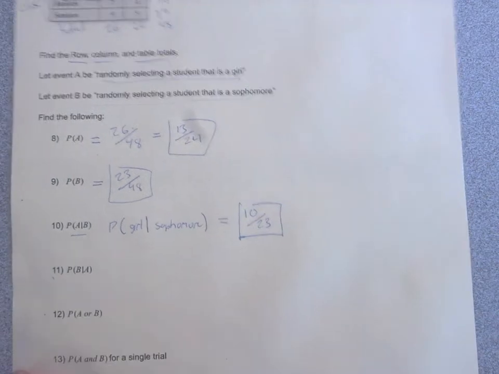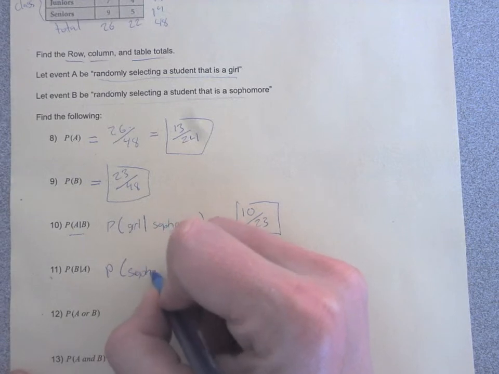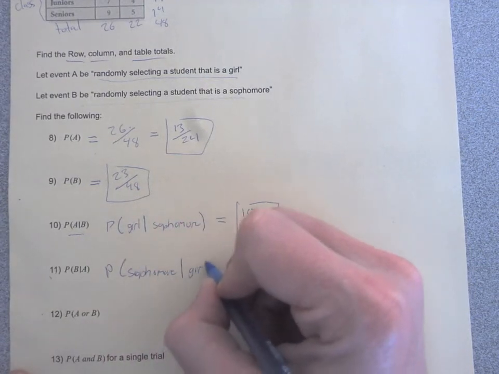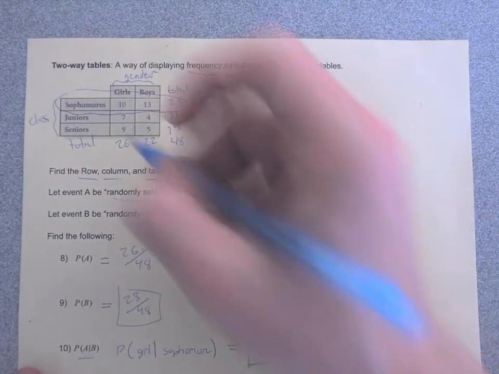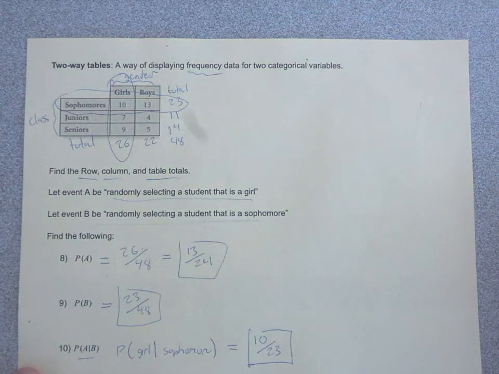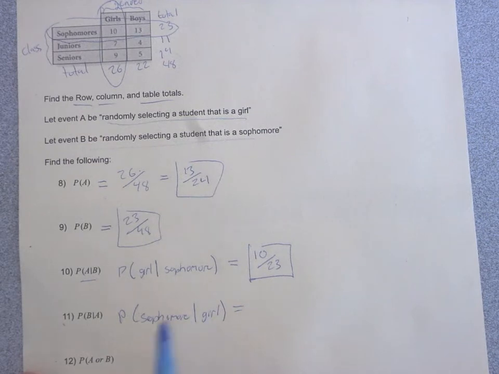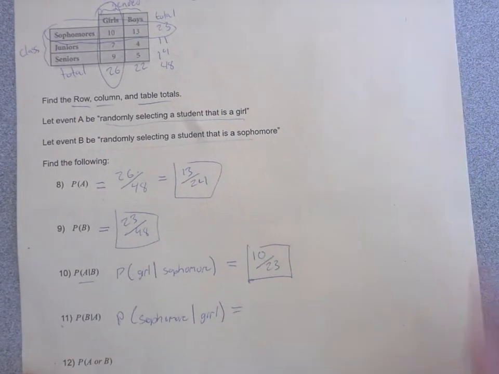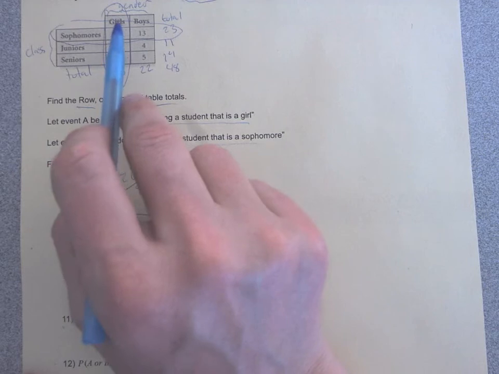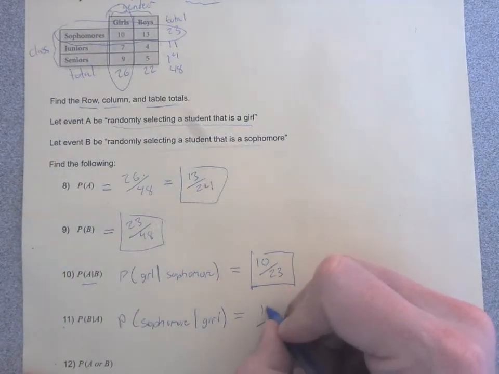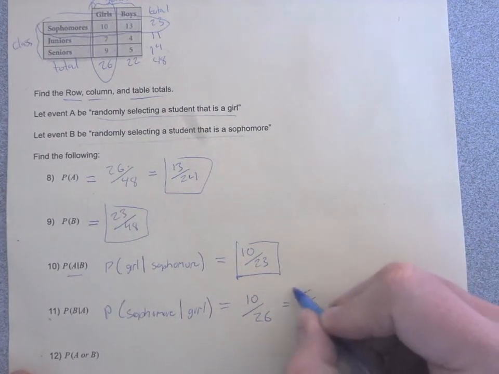Okay, now we have the same two letters, but the order that these are written in actually makes a difference. This is the probability of sophomore, given that we already know it's a girl. Okay, probability of sophomore given girl. So this narrows our focus to just looking at the girl row. We're only concerned with girls. We're already assuming that we're talking about a girl. What's the probability that it's a sophomore given that we already know it's a girl? Well, there are 26 girls to choose from, and there's 10 sophomore girls out of those 26 girls. So that's 5 out of 13.